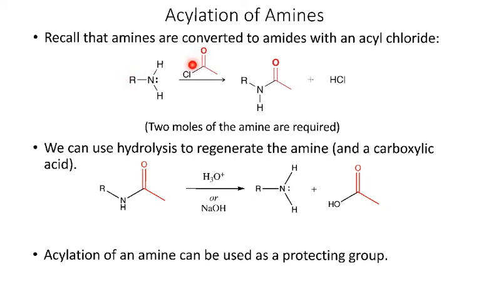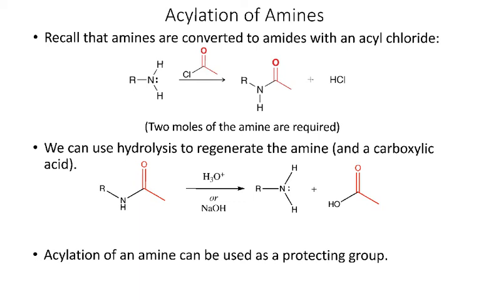Here we're just working in the other direction. Rather than starting with the acid chloride as the substrate, we're using the amine as a substrate, and we're reacting that with an acid chloride. But we also know that we can use hydrolysis to convert the amide into a carboxylic acid. In that chapter, we were interested in making carboxylic acids. In this chapter, we're interested in the amines.